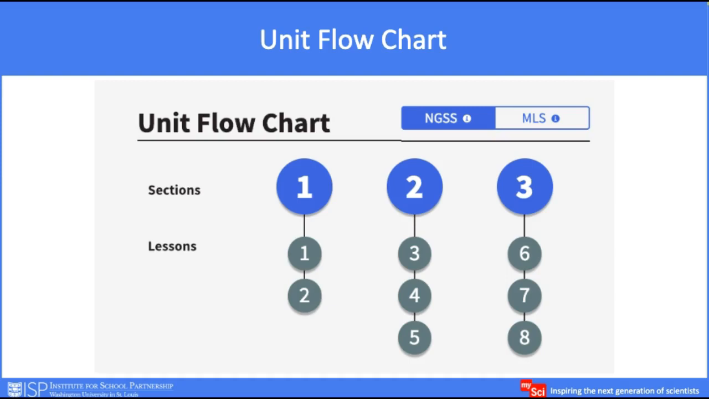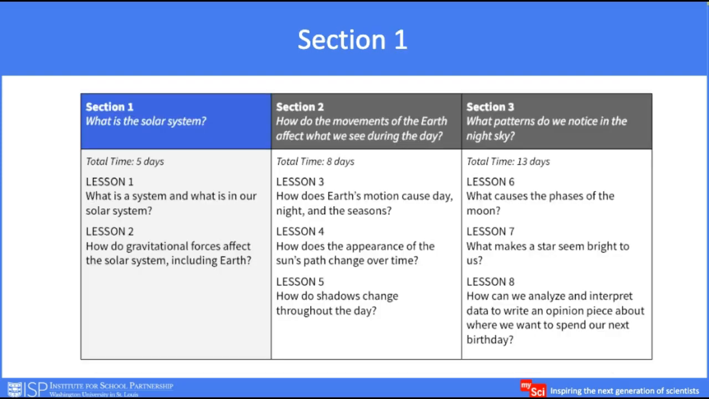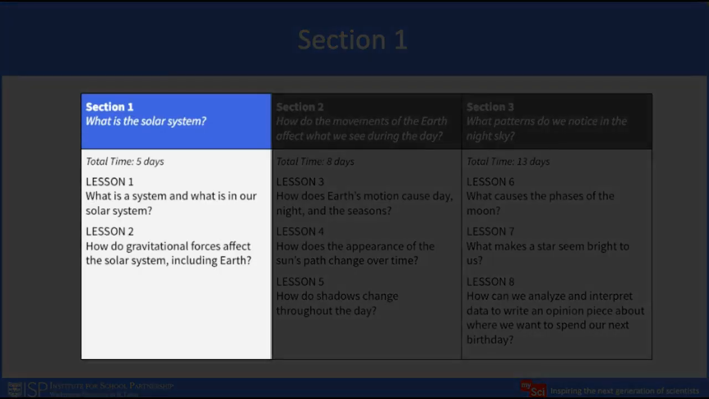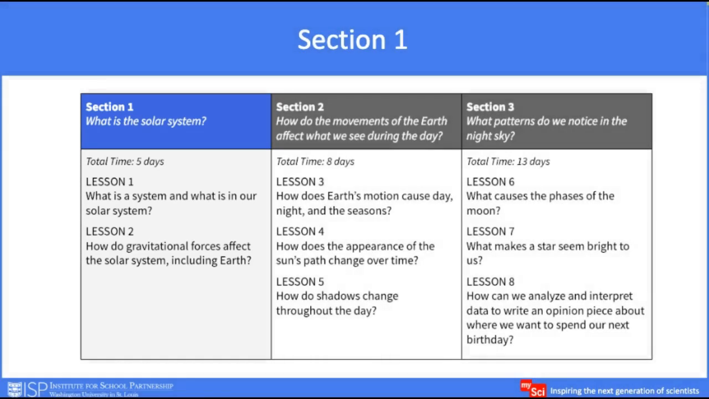Now that we have an idea about what students will study in this unit, take a look at the unit flowchart. This unit is divided into 3 sections and there are 8 lessons total. Section 1 asks students to explain what the solar system is and how gravity affects the objects within the solar system. This section will take about 5 days.